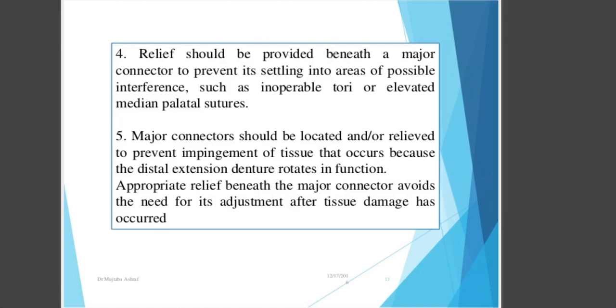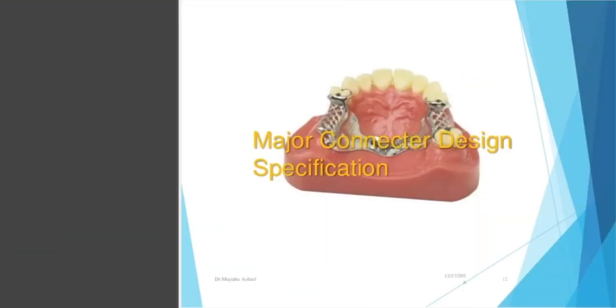Whenever they are in function, there are chances of rotation, so they can cause impingement of the tissue. So care should be taken and relief should be given wherever they are impinging the soft tissue. Appropriate relief beneath the major connector avoids the need for its adjustment after tissue damage. If you give the appropriate relief prior to the delivery of the denture or fabrication of the connector, then there is no need to make any alterations after tissue damage has occurred.